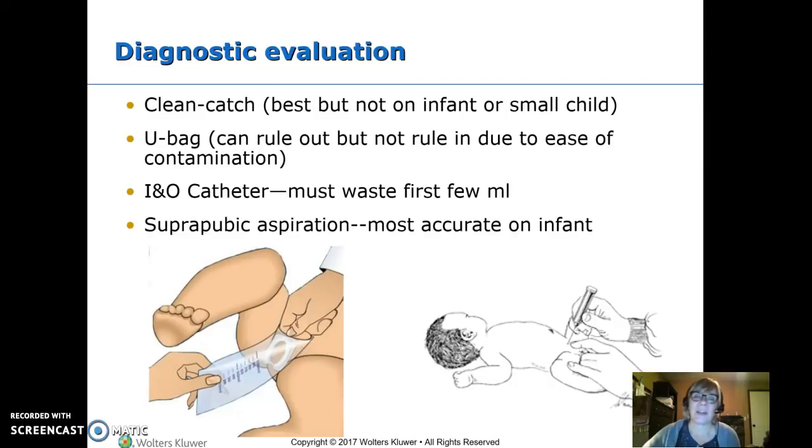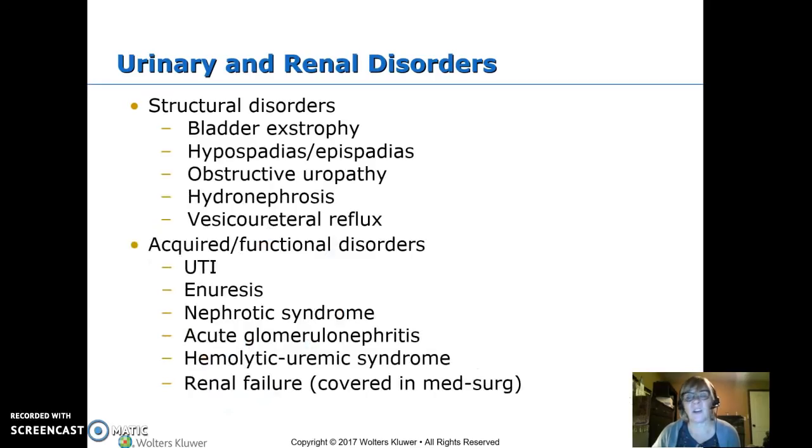Suprapubic, and I've been in nursing long enough, I've kind of seen each of these, the U-bag, the INO, and the suprapubic be the method of choice for a decade, and then they go to a different one. So a physician has to do the suprapubic, but they puncture into the bladder and draw out urine, and it looks bad, but the babies don't really cry that much during it. So I don't think there's a lot of nerves there. It's not terribly painful, and you get a good sample.